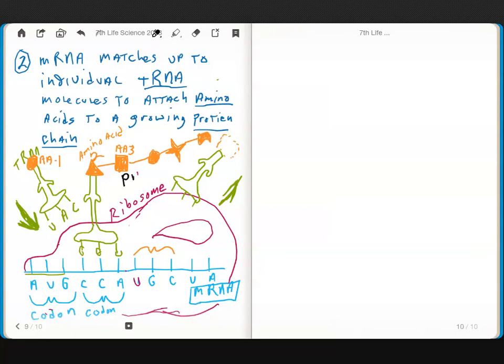Label this protein. Okay. So as these transfer RNAs come in and dock with the ribosome, and the mRNA is being threaded through it, they deliver their amino acids based on the code in the messenger RNA to build the protein. Okay, does that make sense?